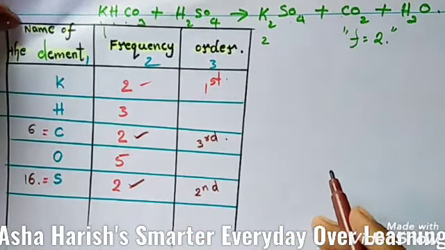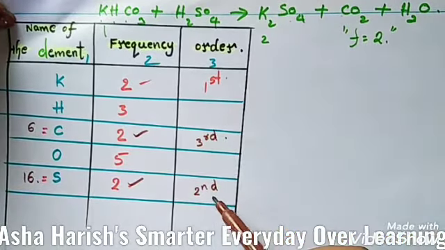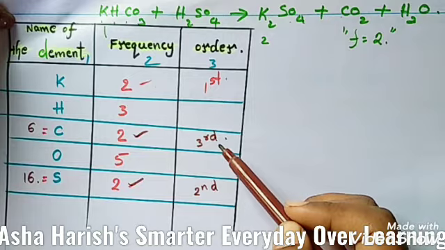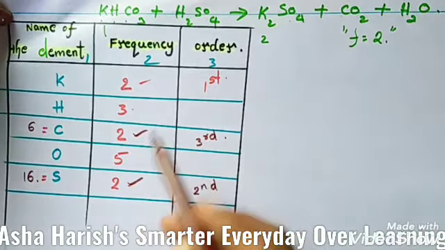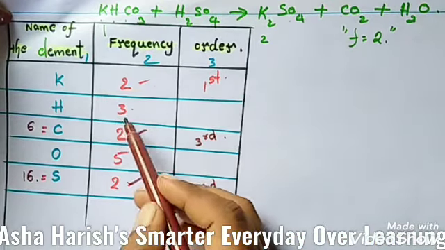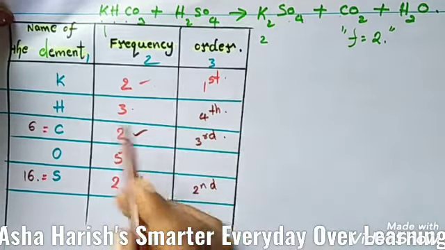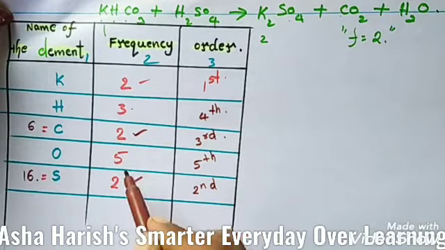Okay, first of all you need to balance the potassium, second one sulfur, and third one is carbon. And what about the fourth one? Here the frequency is 3 and here is 5. The least one is 3, so the fourth one you can balance is hydrogen, and the fifth one is oxygen.